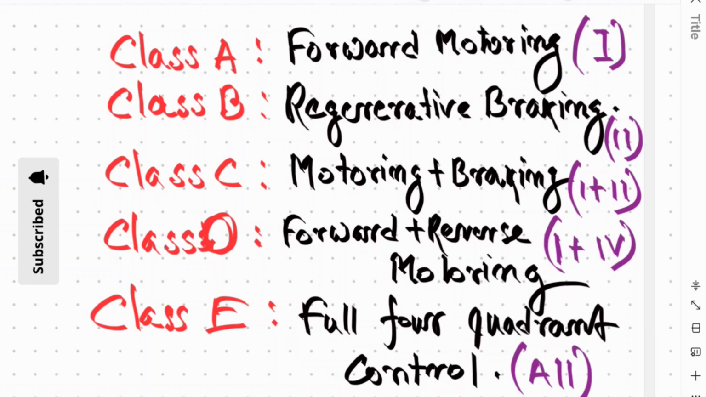In the next part, we'll go deeper into each class with the detailed waveforms, circuits and applications.